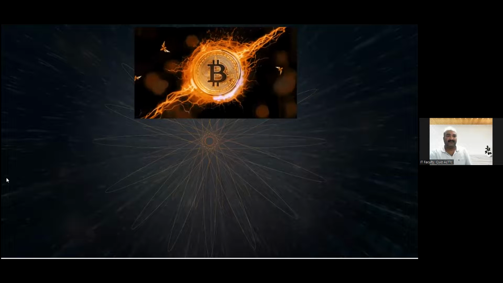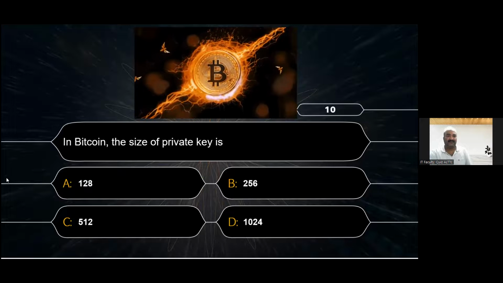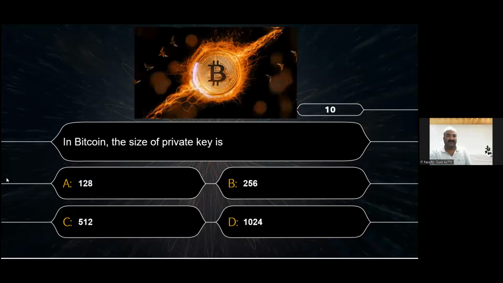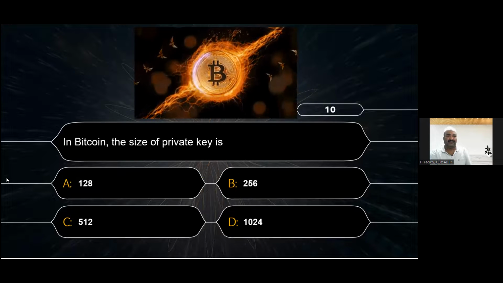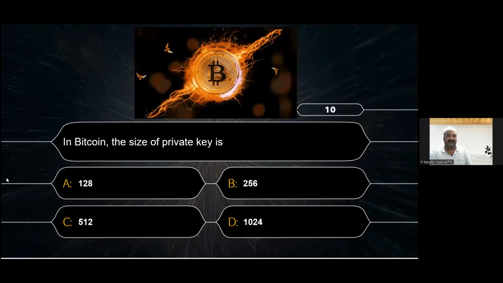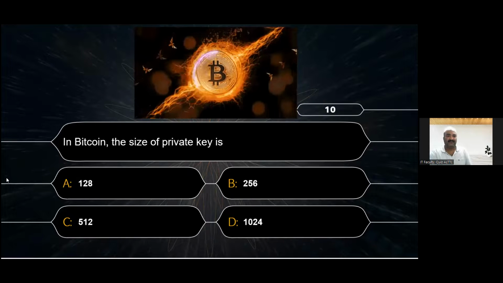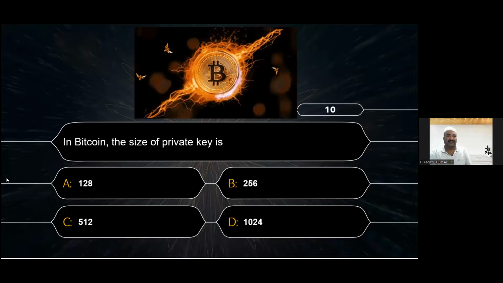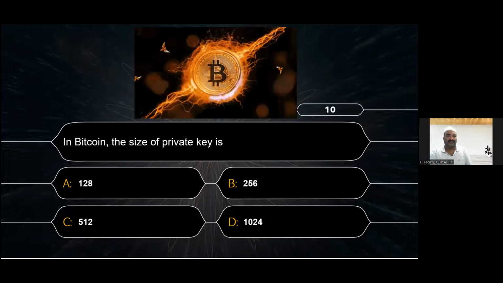So the next question: find the size of the private key. Is it 128, 512, what is it? 1024. So you can tell me the size of the private key that is used for Bitcoin.